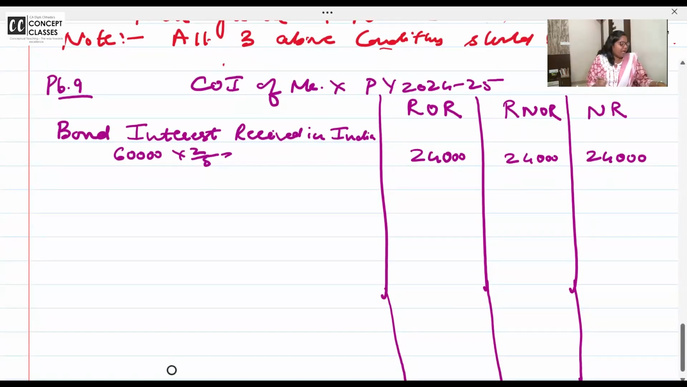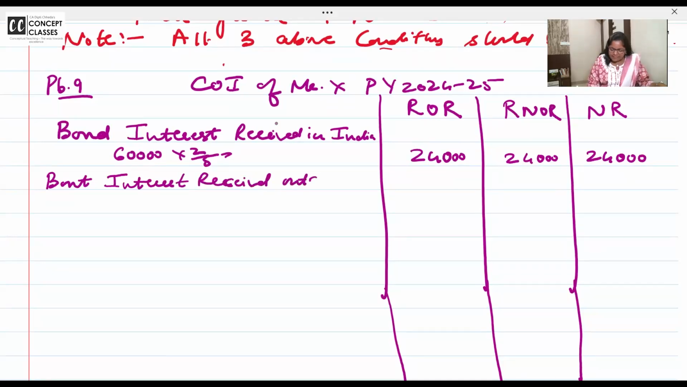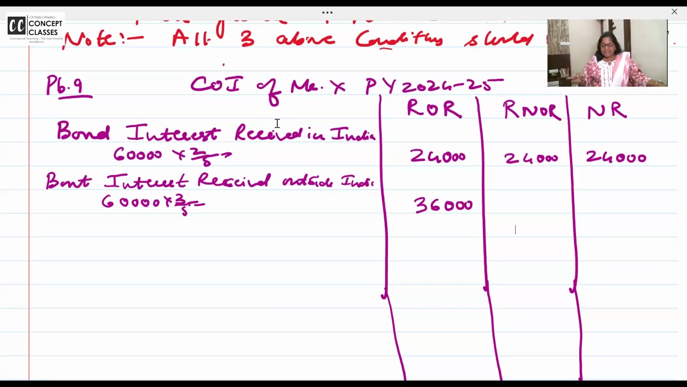2/5 is received in India. 3/5 is received outside India. Bond interest received outside India. 60,000 into 3/5, 36,000. 36,000 is accrued outside India, where the bonds are declared outside India. Received outside India, accrued outside India, it is taxable only for resident and ordinarily resident.